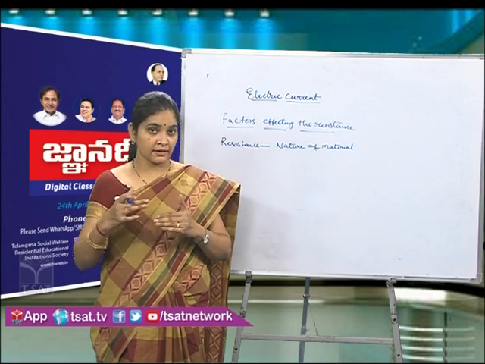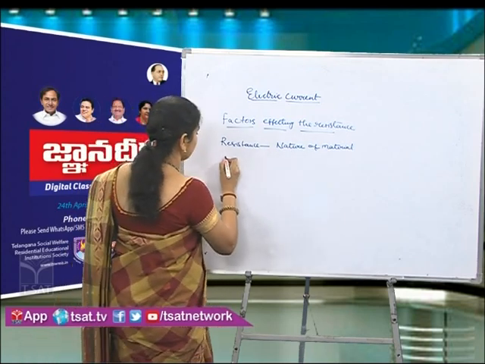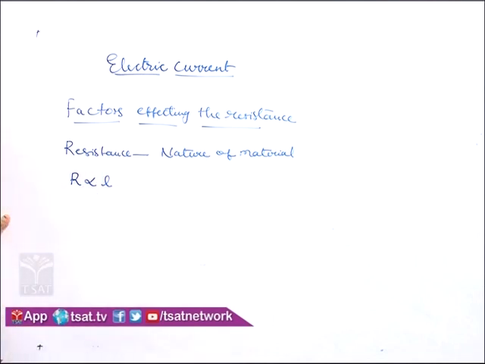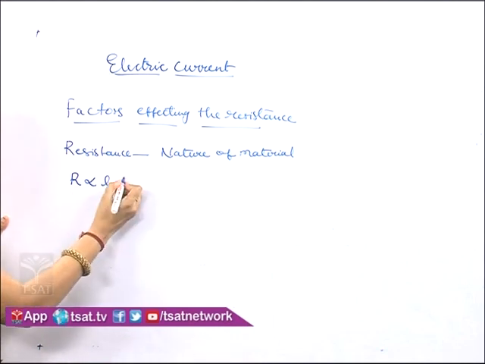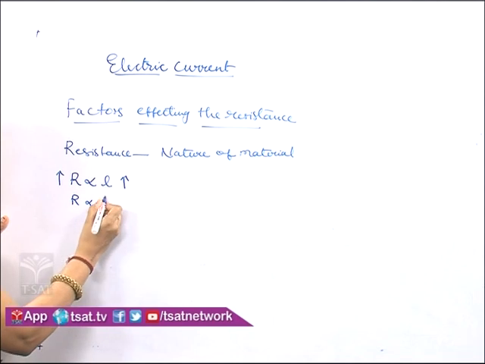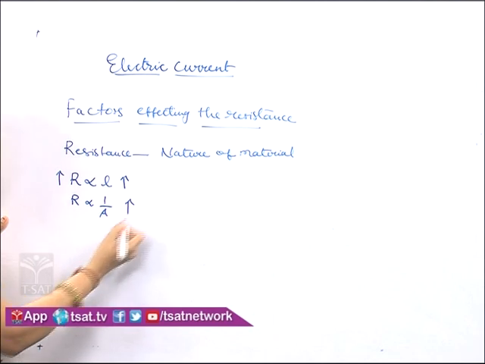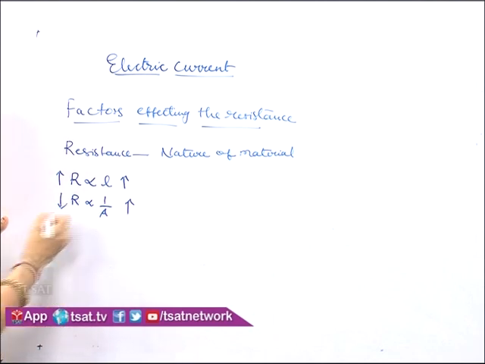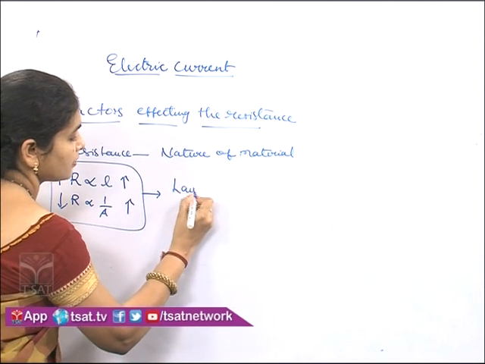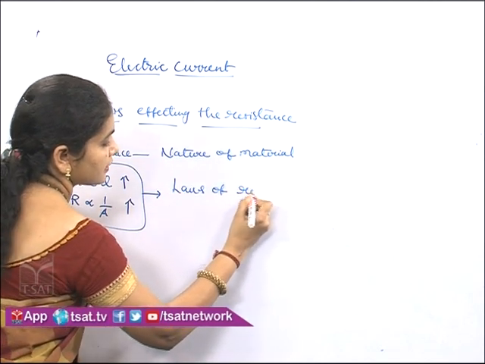We can write these factors in the form of equations. Resistance is directly proportional to the length. When the length of the wire increases, resistance also increases. Resistance is inversely proportional to the area of cross section. When the area of cross section increases, resistance in the circuit decreases. Children, this together is known as the laws of resistance.